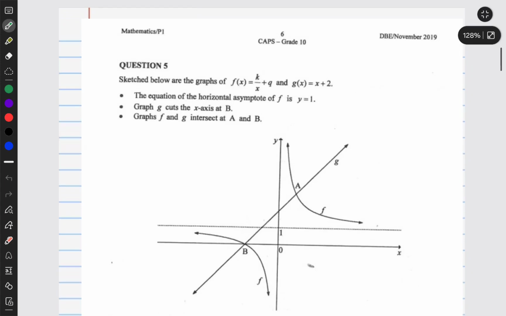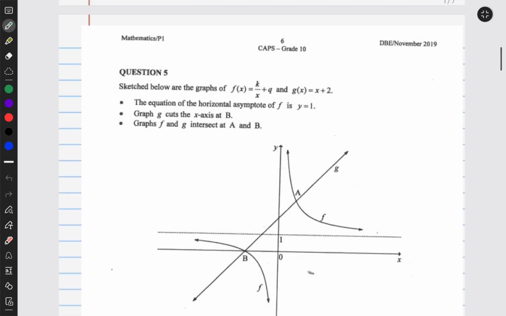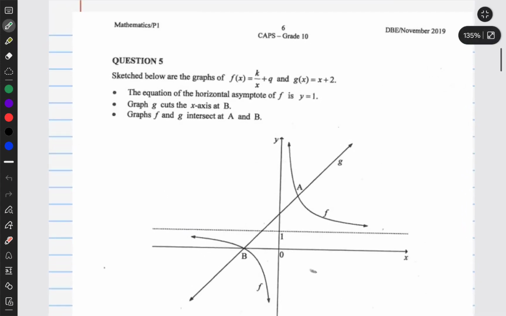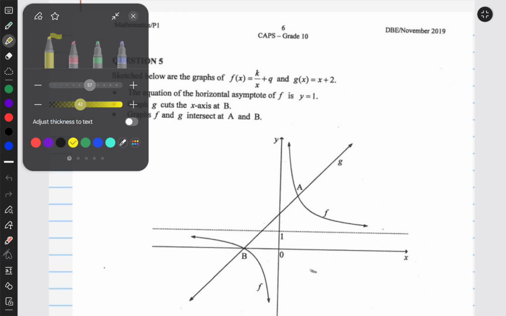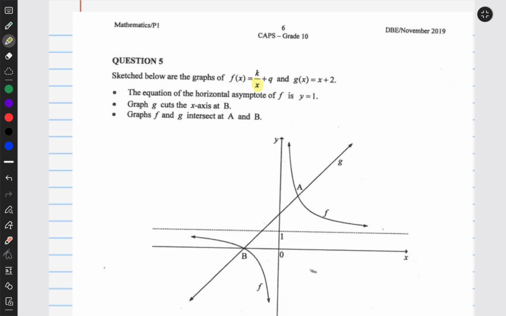So for 2019, question 5, we're given the following. Sketched below are the graphs of f(x) = k/x + q. What does that tell us? We see the x there in the denominator, which means we are dealing with a hyperbola. And we have the graph of g(x) = x + 2, and just by the form of that we can see that this one is a straight line.